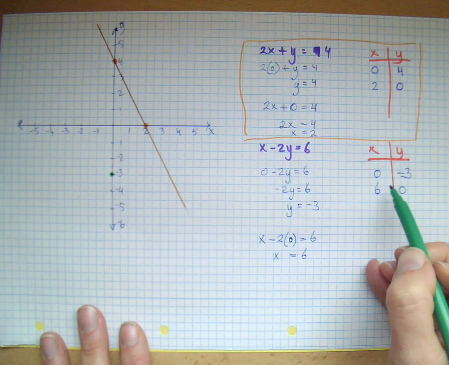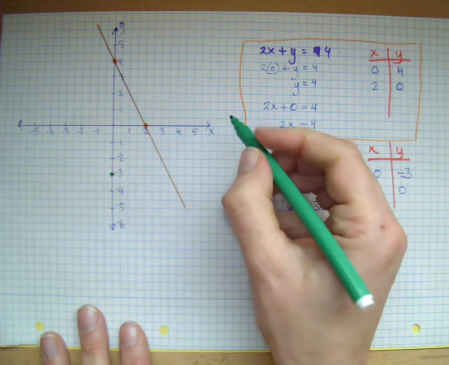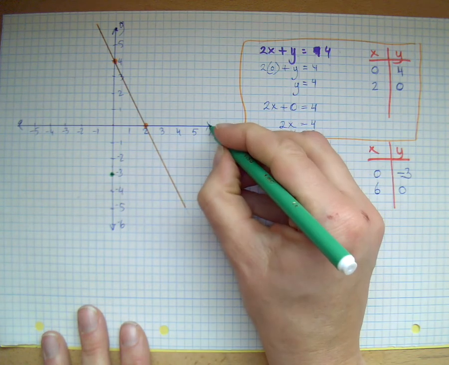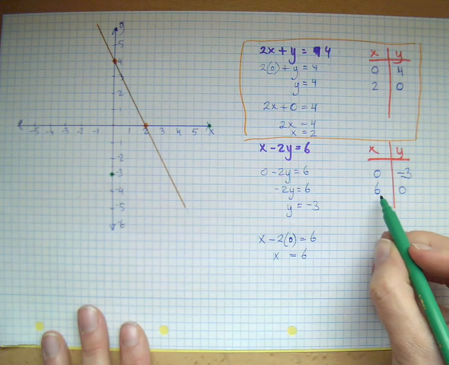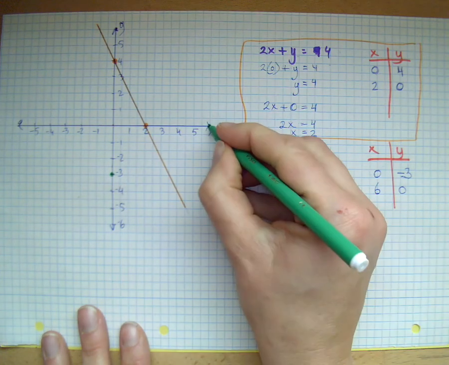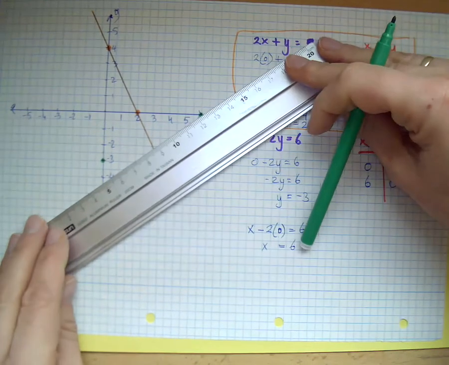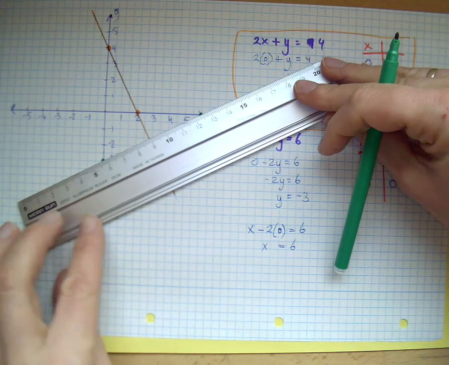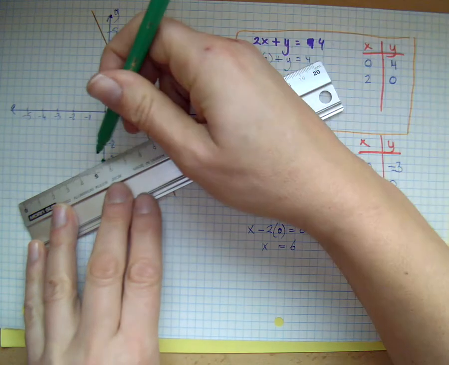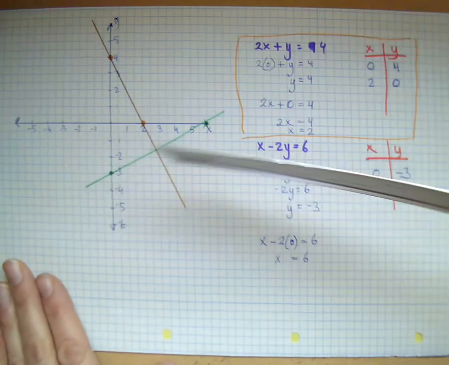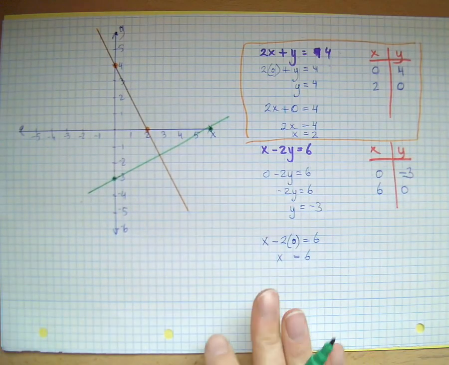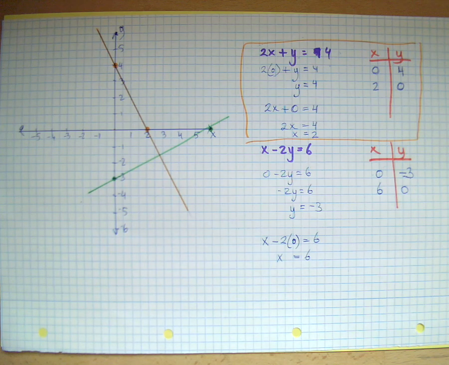That's our first point. 6, 0. Oops, 6 would be over here. X is 6, y is 0. So right there. Connect the dots. And voila. That's our line. So these are some examples of how to plot a straight line on a graph.